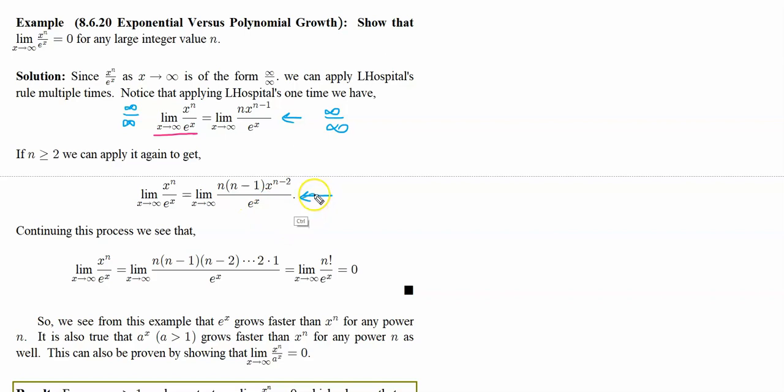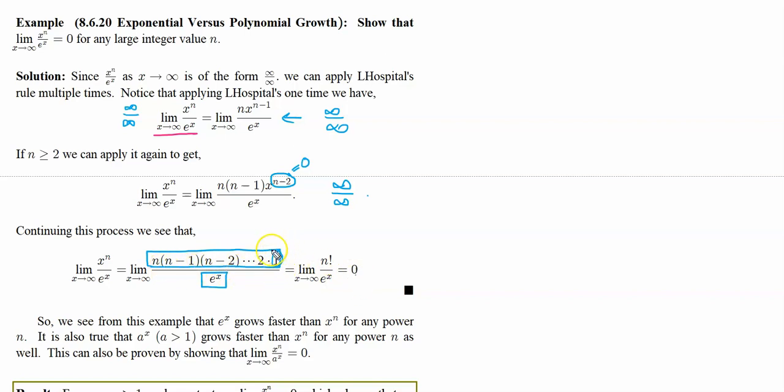Now, as long as the exponent is still non-zero, this is still of the form infinity over infinity. And so you see we can keep applying L'Hopital's rule until eventually we have this exponent knocked down to x to the 0 power, or just 1 right here. And then finally in the numerator we have a single number divided by e to the x, right? And now this limit is certainly 0, right?